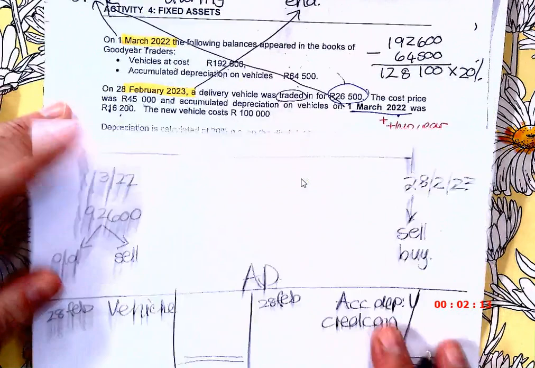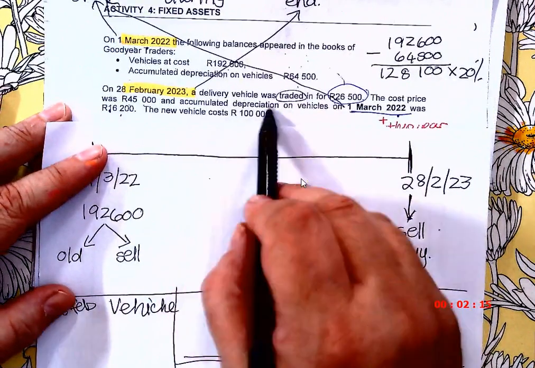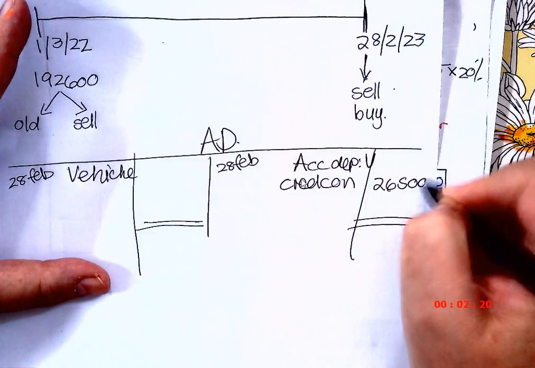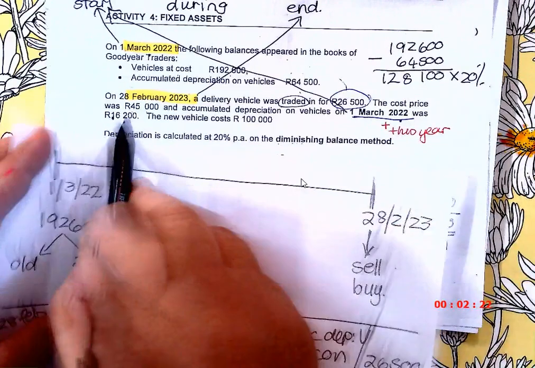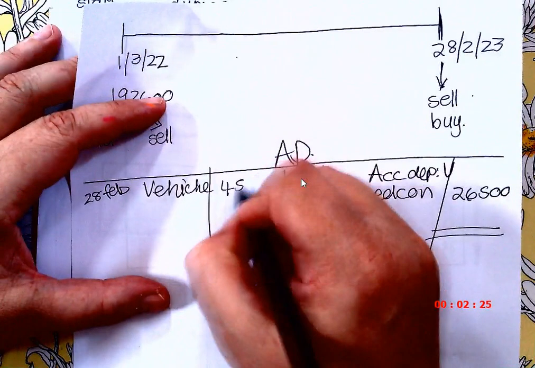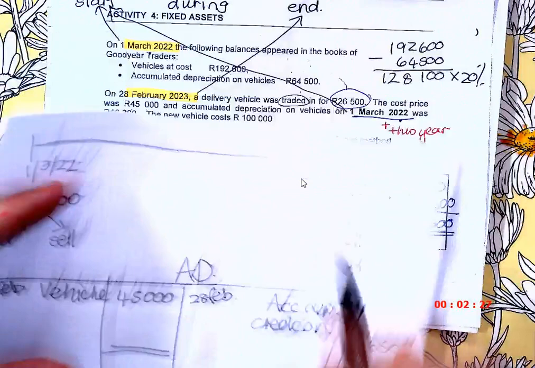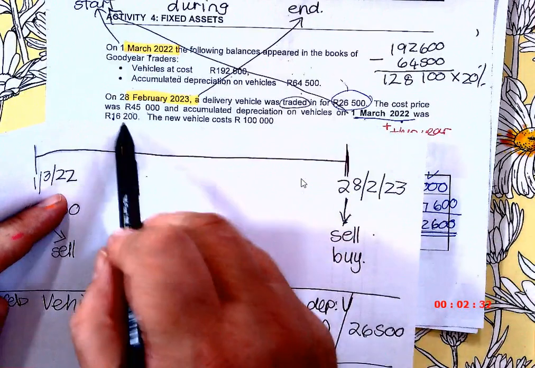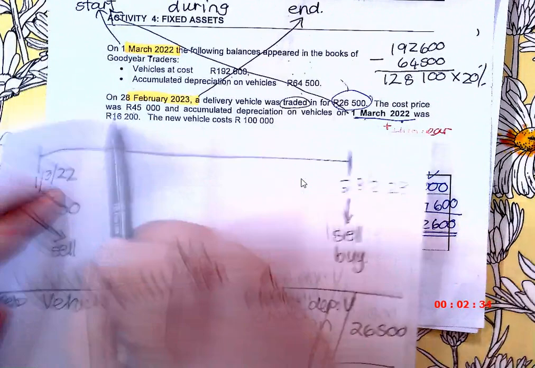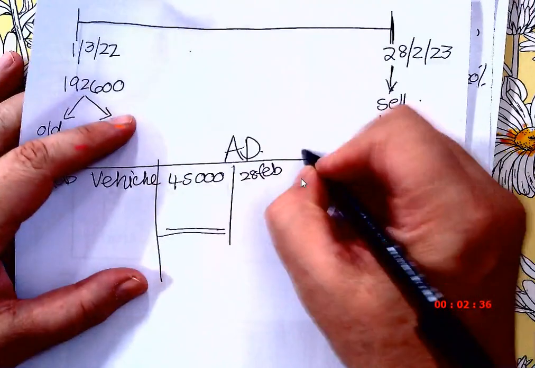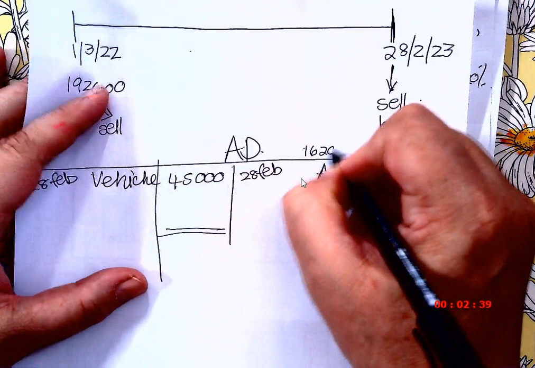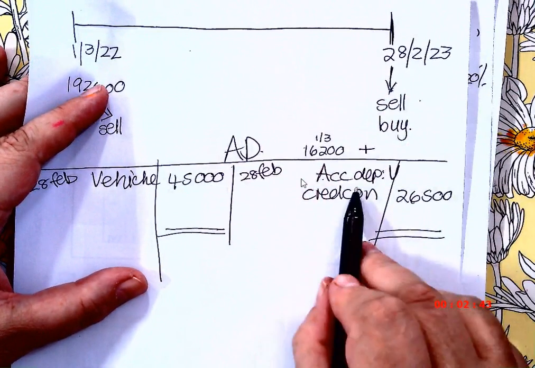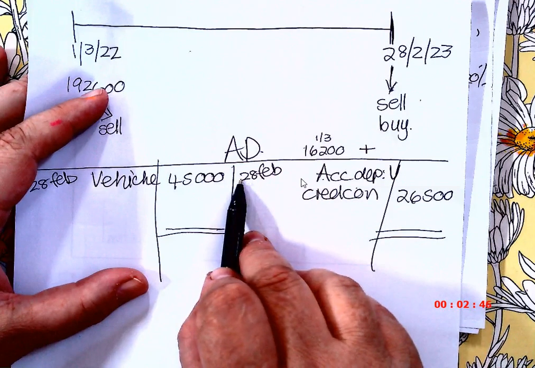So now what information did they give me so far? They tell me that we traded in for 26,500, so that's the selling price. They tell me the cost price was 45, so that goes there. And they tell me the accumulated at the beginning of the year was 16,200. So meaning the accumulated, I have 16,200 on the 1st of March. But you see that I want the accumulated the 28th of February.